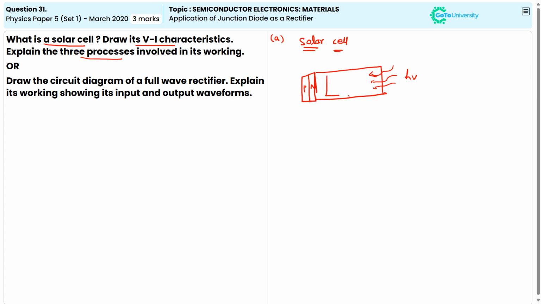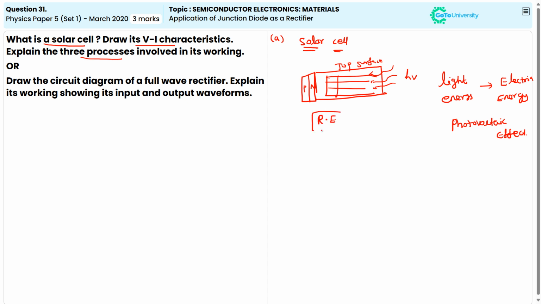Here, this is the top surface of the cell. The solar cell basically converts light energy into electrical energy by using the concept of the photovoltaic effect. Now, solar cells are the fundamental building block of solar panels and are widely used for generating renewable energy.